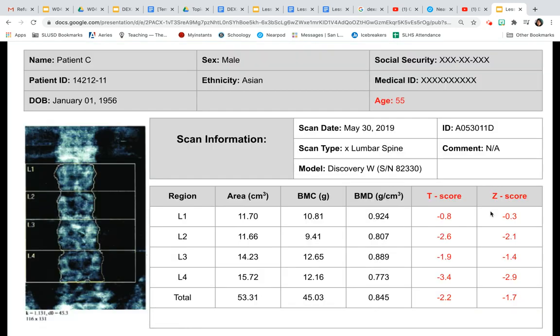So that's how you would read one patient's scan. And then I have a couple more examples for you in the next slide. You can go ahead and look through those and answer the questions related to that in order to figure out someone's diagnosis.